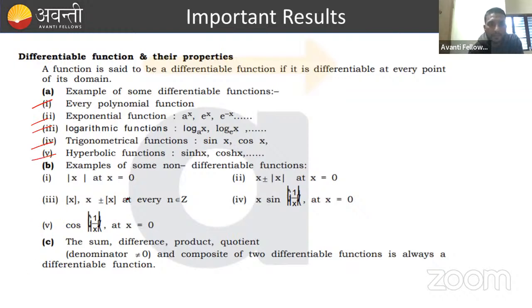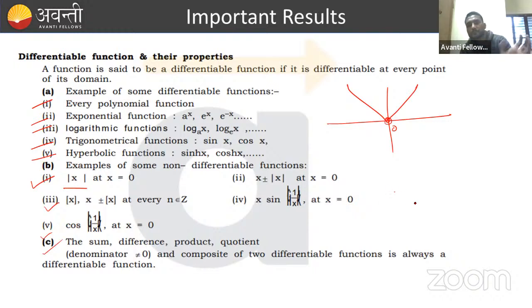You can see every polynomial, exponential, logarithmic, trigonometric, hyperbolic. Here are some examples of non-differentiable functions, like mod x. We have discussed in the previous class that mod x is not differentiable. Why is it not differentiable? It is continuous, but at 0 it has a sharp corner. So at x equals 0, it is not differentiable. So these are the results that you can see.